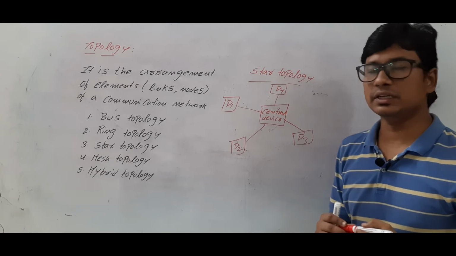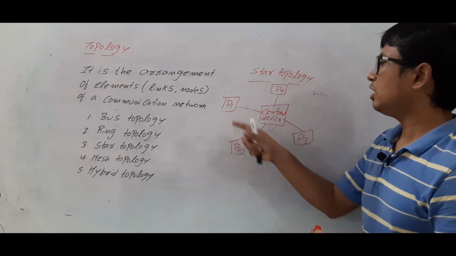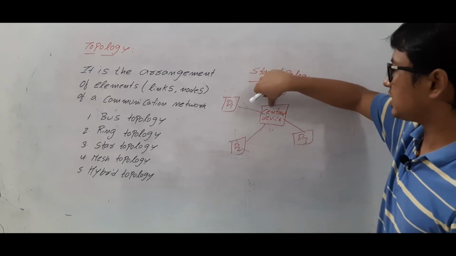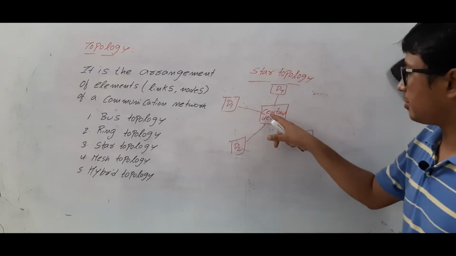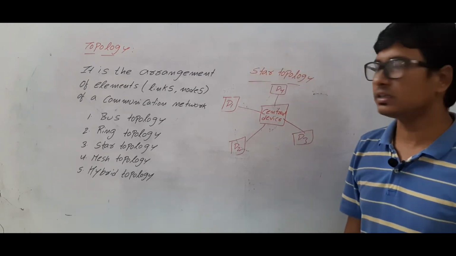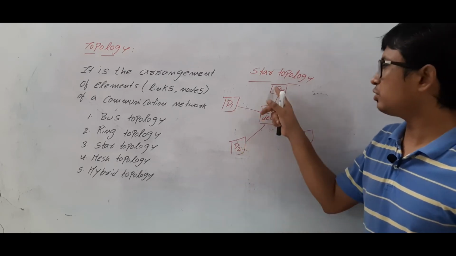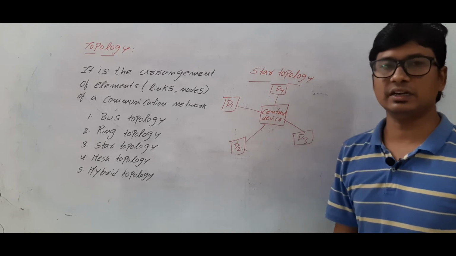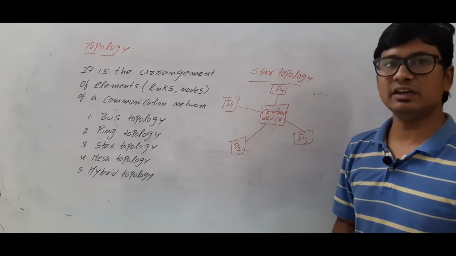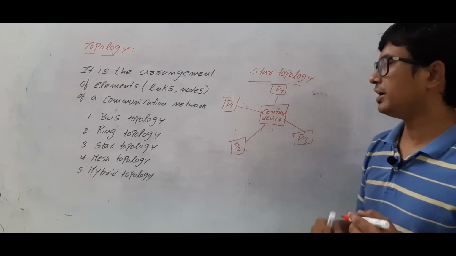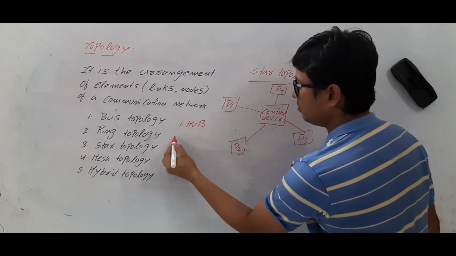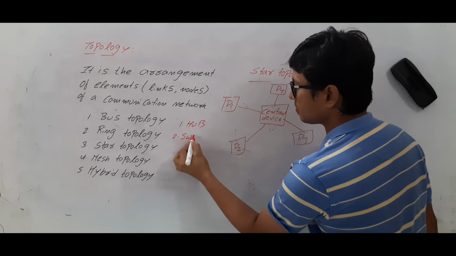Now, if device 1 wants to communicate with device 3, then first it will transfer the data to the central device, and from the central device it will go to device 3. If any node wants to communicate with another node, the data has to pass through the central device only. Now this central device can be a hub or it can be a switch.